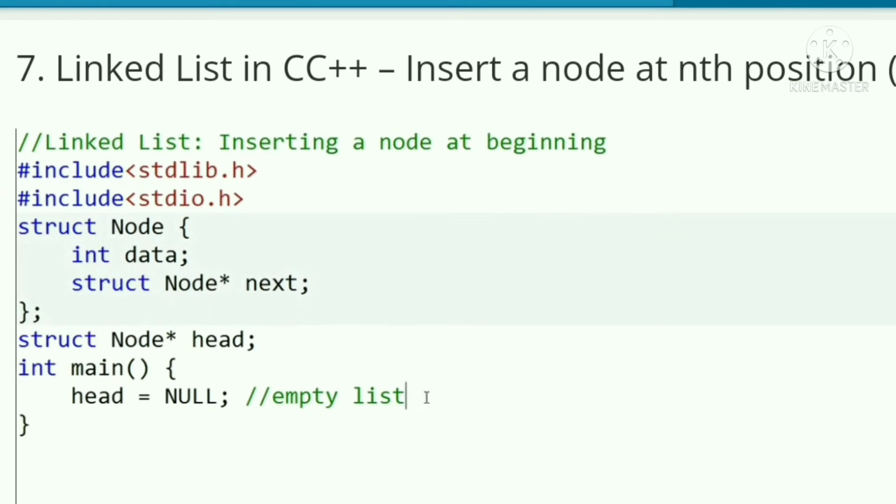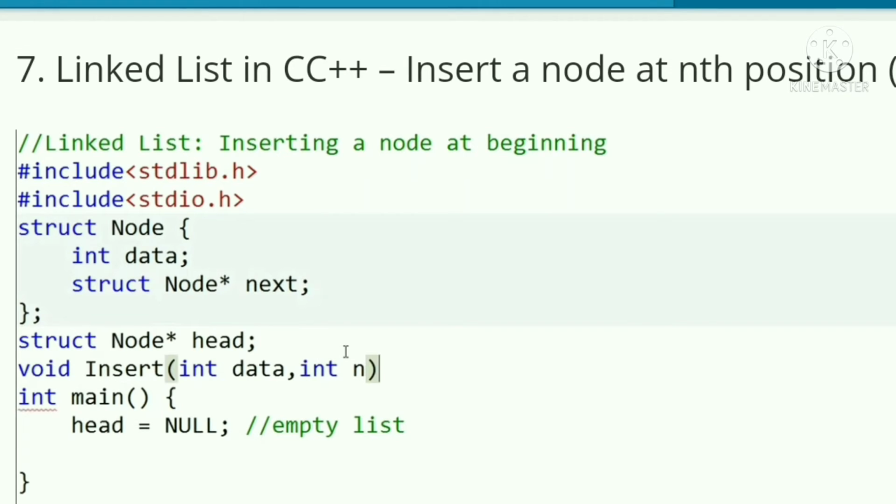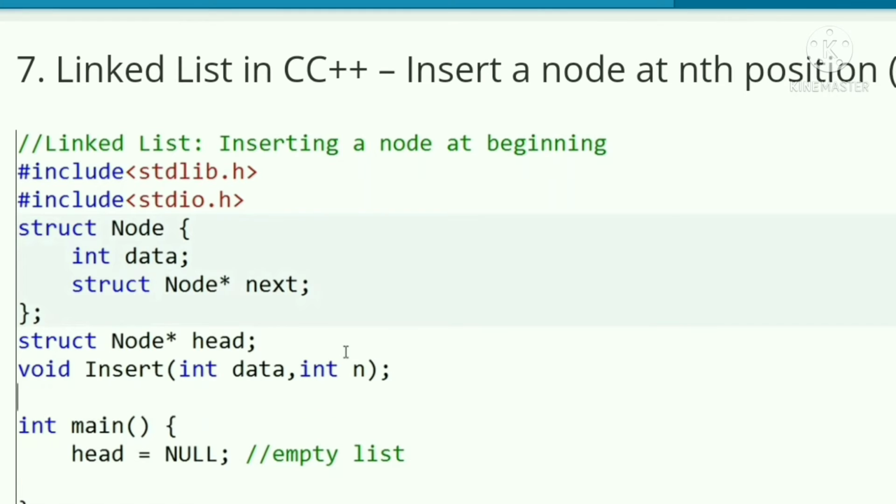Now in my program, what I want to do is I first want to define two functions, insert, and this function should take two arguments: data and the position at which I want to insert a node, and insert data at that position in the list, and another function, print, that will simply print all the numbers in the linked list.